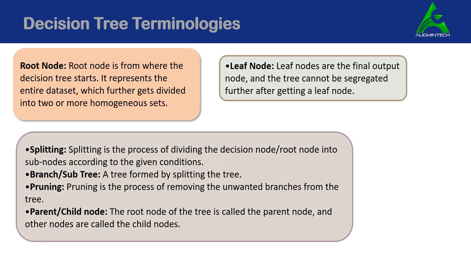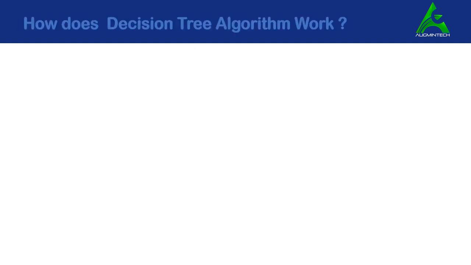Then we have branch or subtree, a tree formed by splitting the tree. And then pruning is the process of removing unwanted branches from the tree. Then we have parent or child node. The root node of the tree is called parent node, and the other nodes which cannot be further divided are known as leaf node or child nodes. Now, how does decision tree algorithm work?